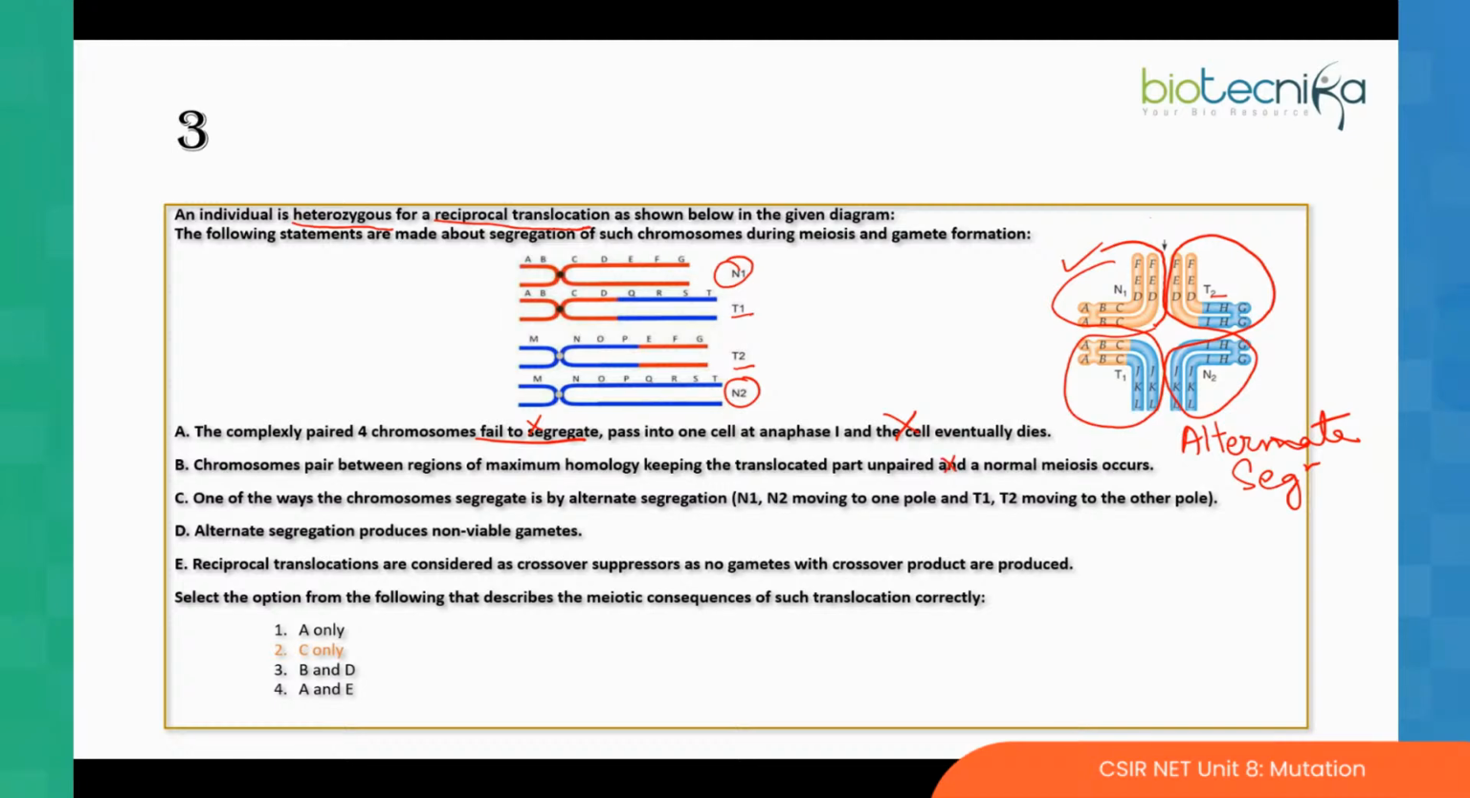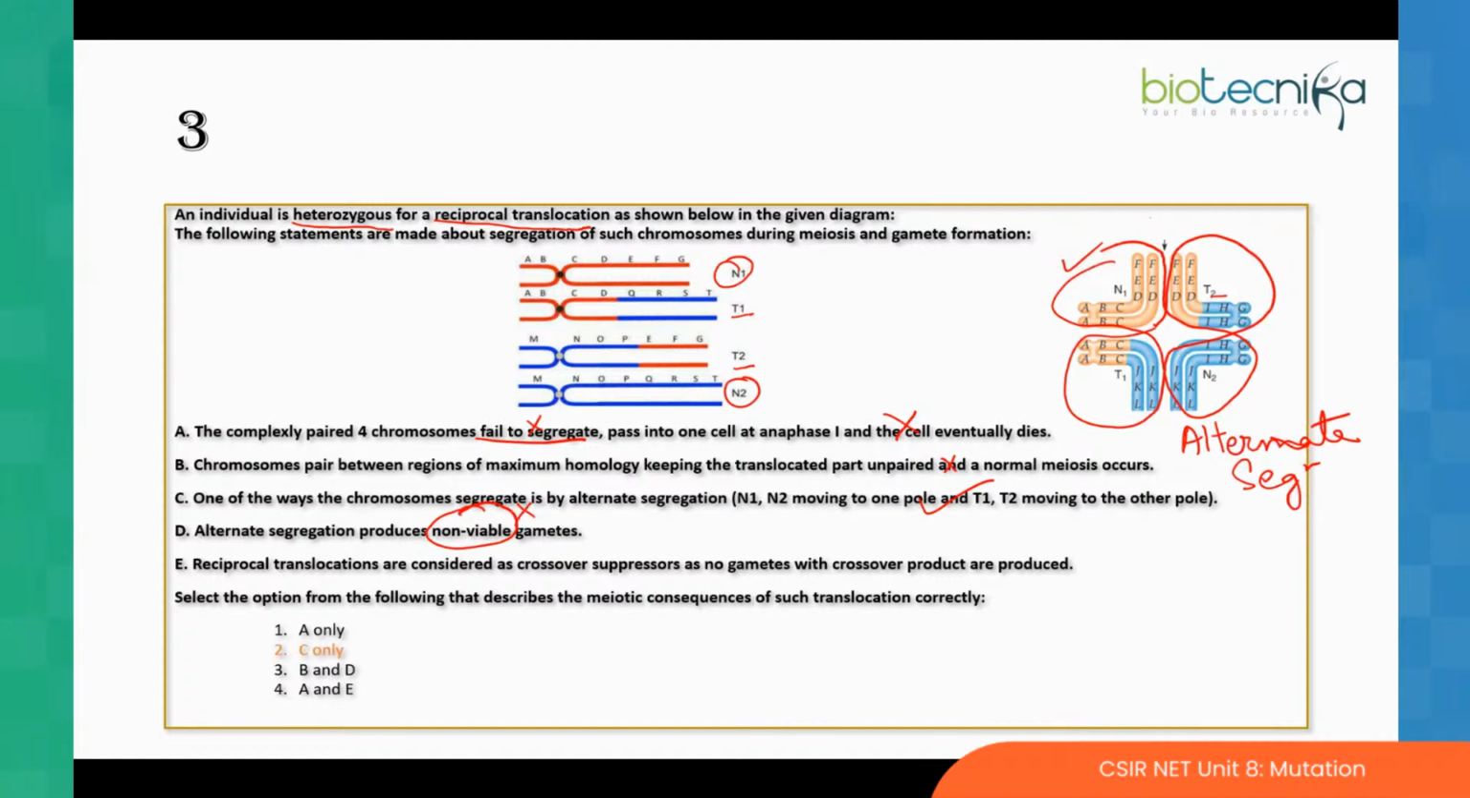See, one of the ways the chromosomes segregate is by alternate segregation: N1, N2 move to one pole, T1, T2 move to the other pole. Now, this is absolutely correct. D: Alternate segregation produces non-viable gametes. Incorrect. It produces viable gametes.